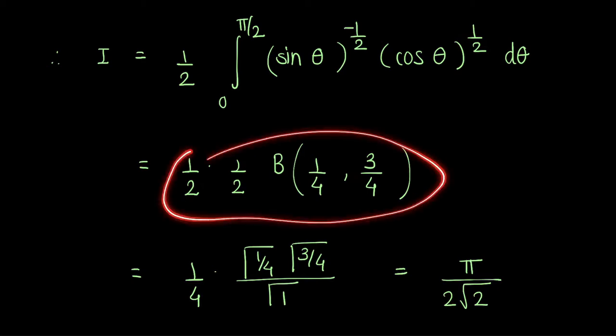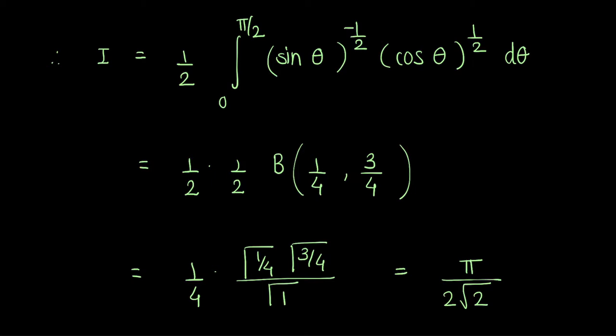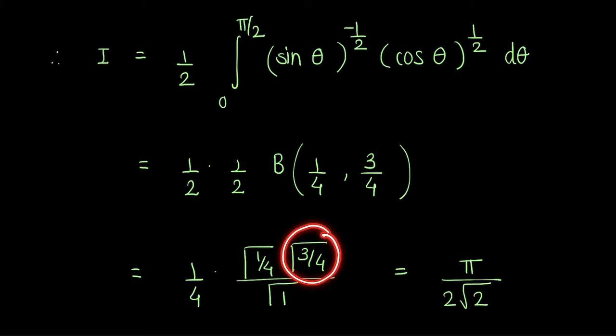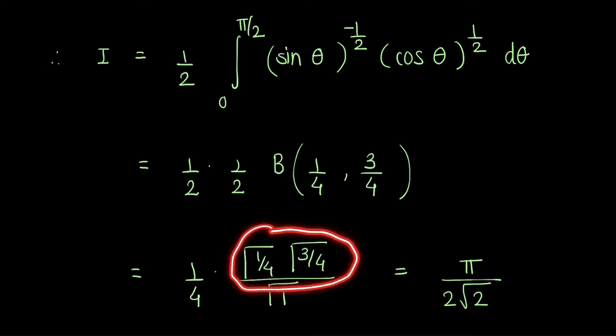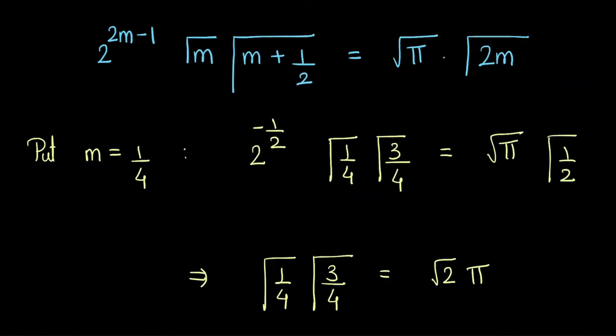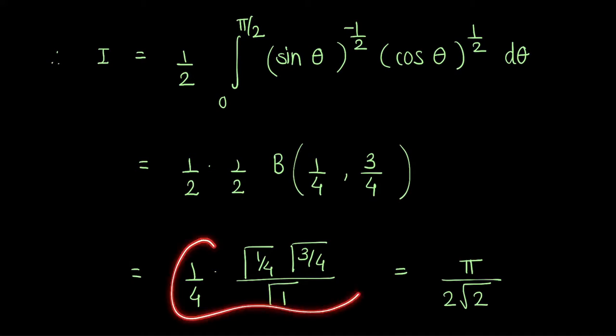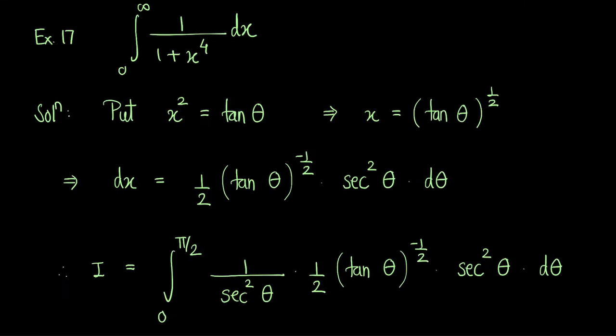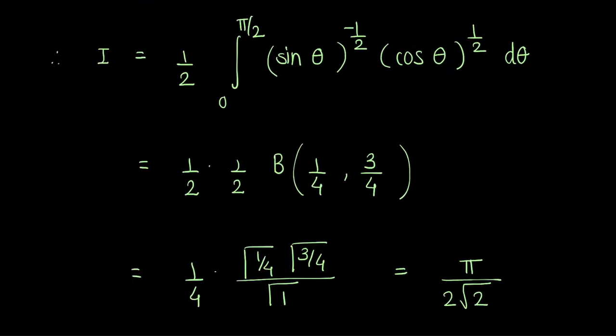Therefore, this value is equal to 1 by 4, and by the relationship between beta and gamma, this is equal to gamma 1 by 4 into gamma 3 by 4 upon gamma 1 by 4 plus 3 by 4, that is gamma 1. And again, using the value of gamma 1 by 4 into gamma 3 by 4, that is root 2 into pi, we get this value is equal to pi upon 2 root 2. Therefore, the value of this integral, that is integration 0 to infinity 1 upon 1 plus x raised to 4 dx, is equal to pi upon 2 root 2.